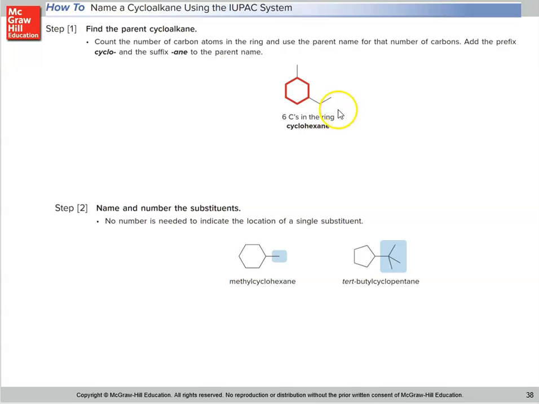But for this example, we're going to number these. So we have a methyl group and an ethyl group. We're going to number this with the low number on the alphabetically first, and we'll go 1, 2, and 3. We try to get those numbers to be as low as possible. So we have 1-ethyl-3-methylcyclohexane.